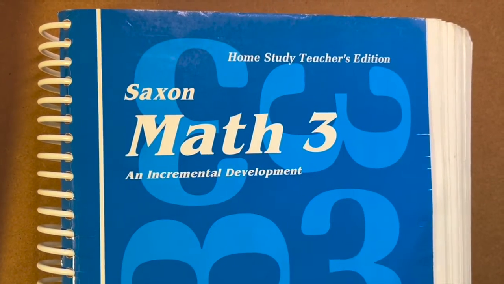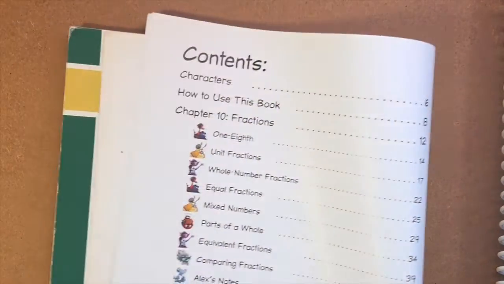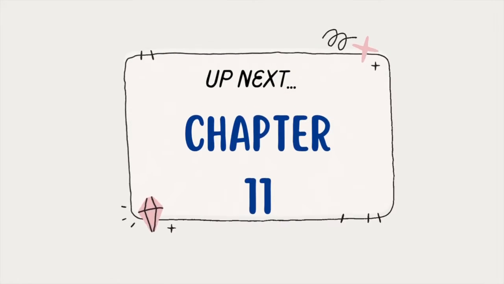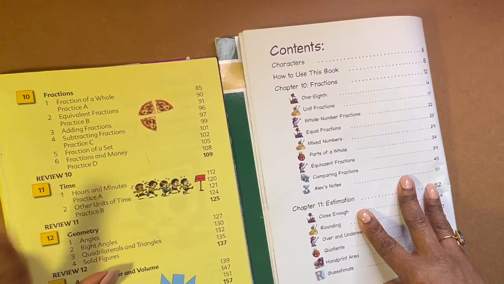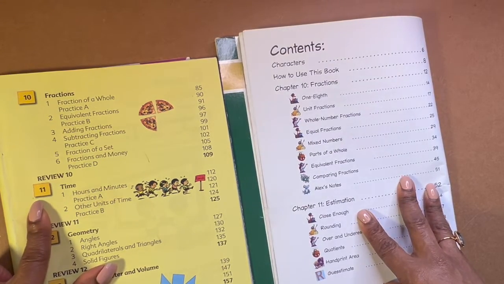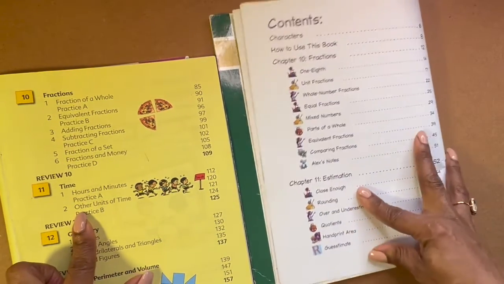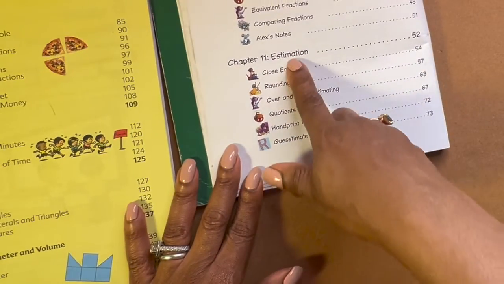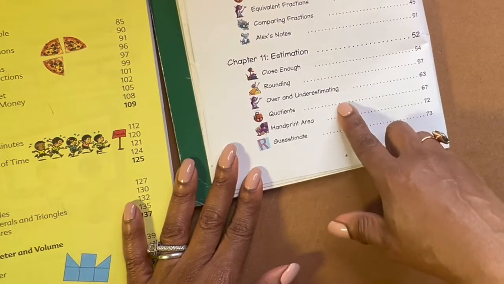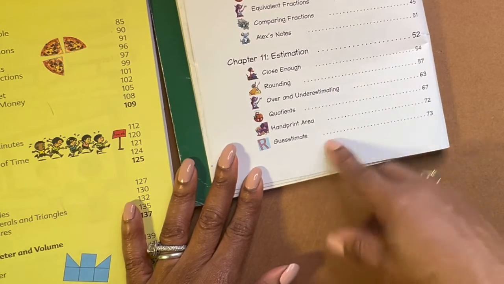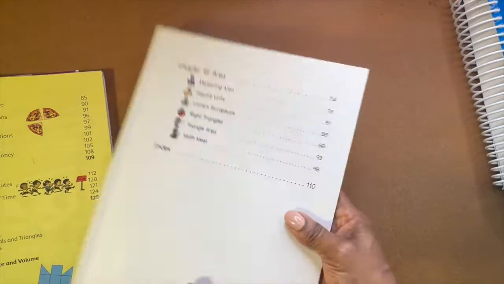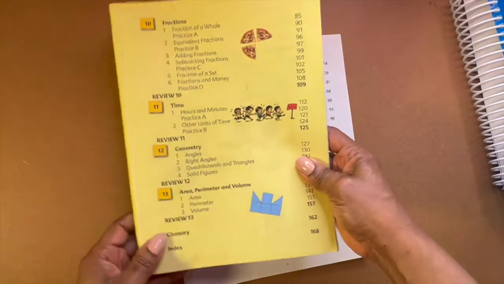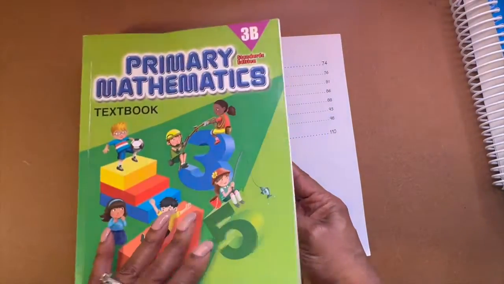That concludes Saxon Math, an incremental developmental math program. But we're not done, because chapter 11 for Primary Mathematics is time, hours and minutes, other units of time. And then chapter 11 for Beast is estimation, okay? Rounding, over and understanding, quotients, guesstimating, and etc. Okay? Let's go to chapter 12 for Primary Mathematics.